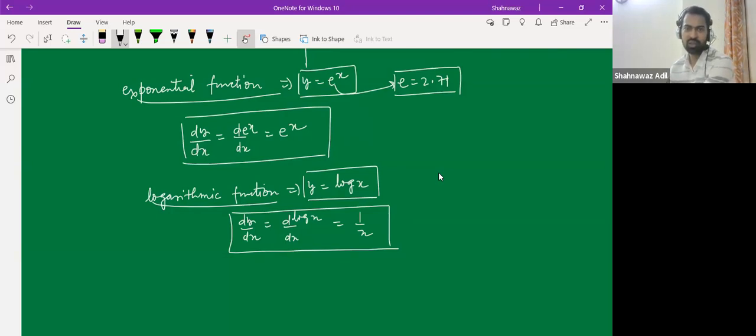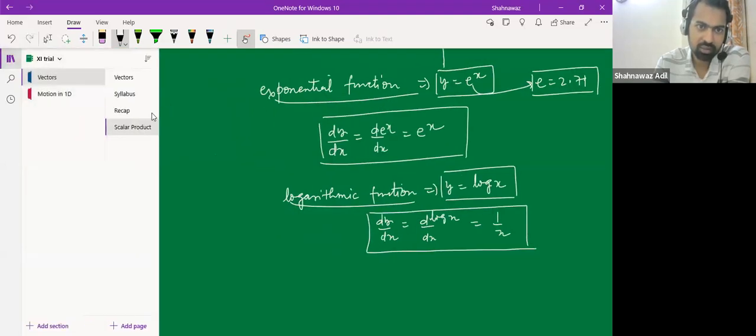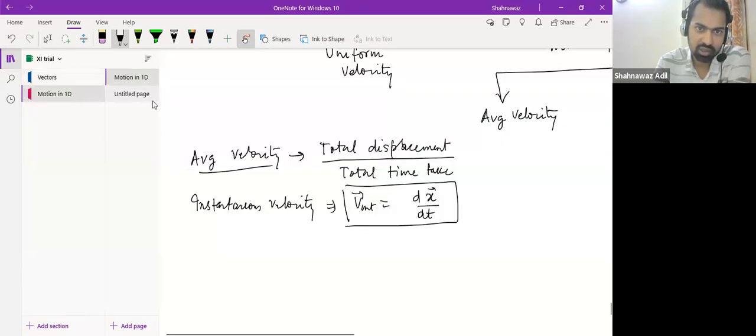And where do we use this differentiation? We will use this in speed, velocity and acceleration. So this comes in handy when we talk about speed, velocity, and acceleration of a moving body. So let us come to what we were doing in motion in 1D, right?